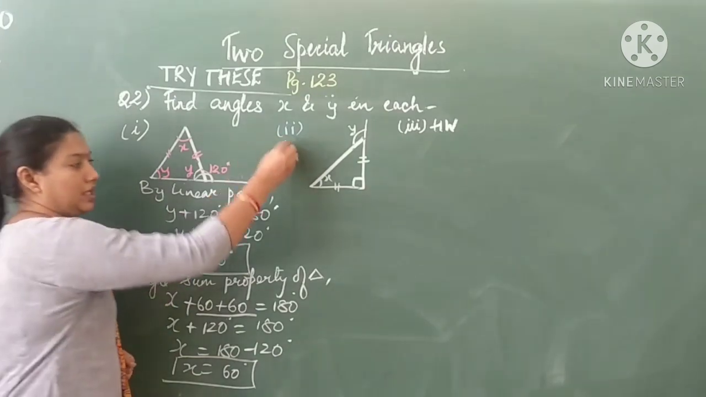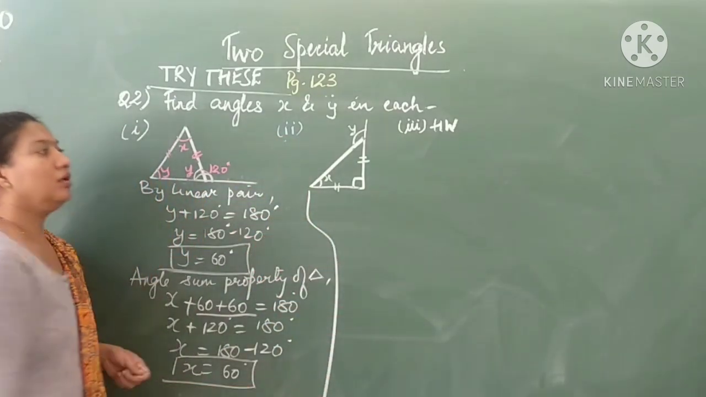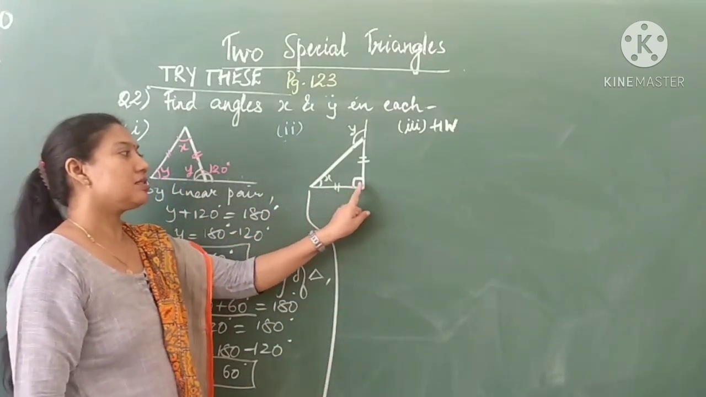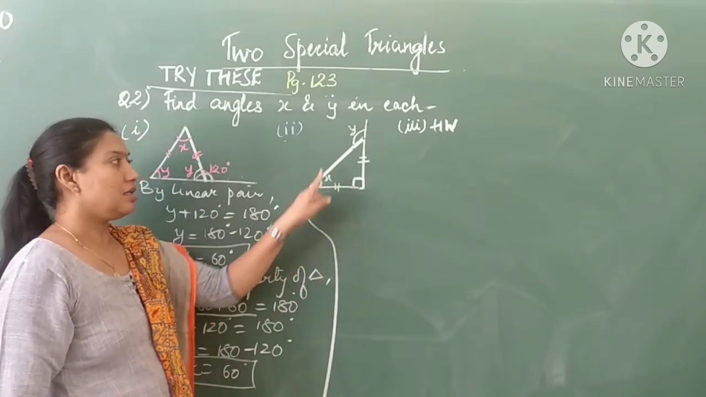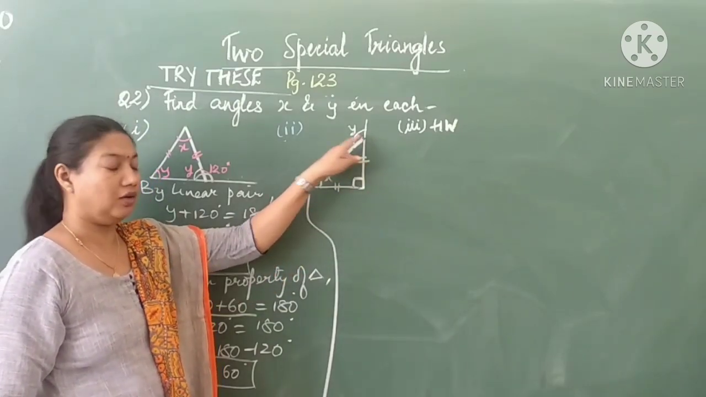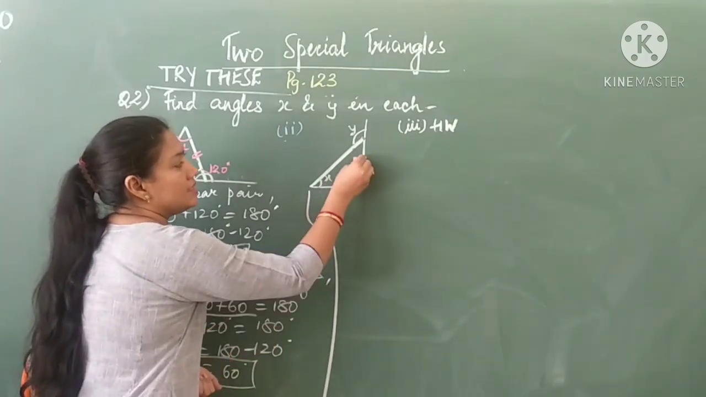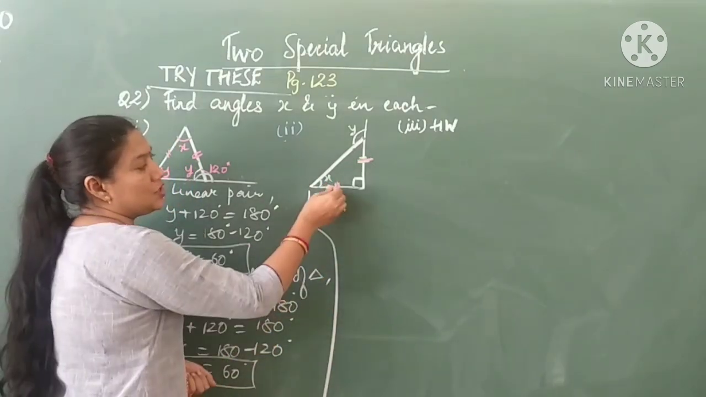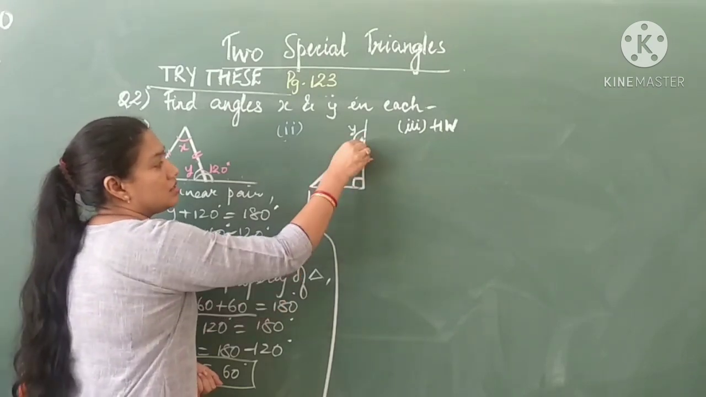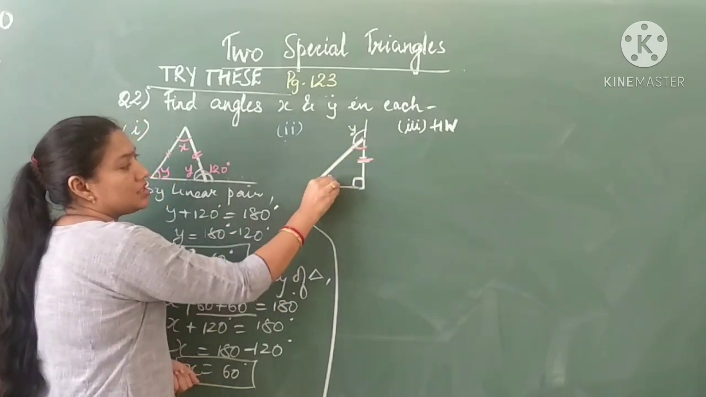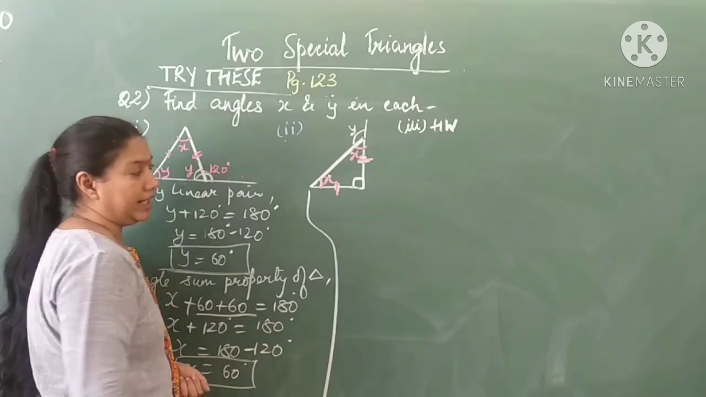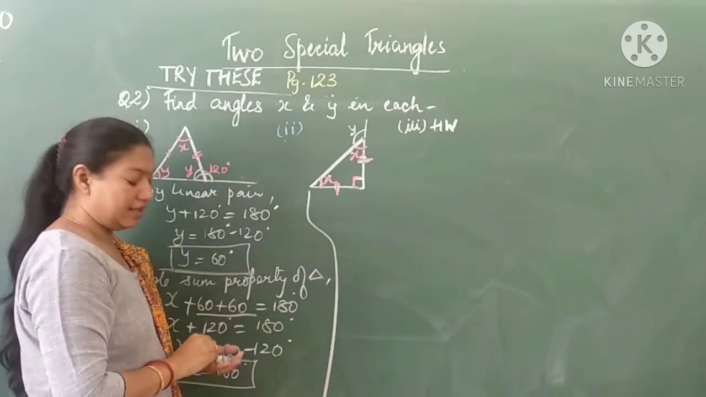Now moving on to the second figure. This is the figure where 90 degrees is given. X is here and y is an exterior angle of a triangle. Again observe the two equal sides. These are two equal sides. So which two angles are equal? This and this. So if this is x, this will also be x, and this is given 90 degrees.